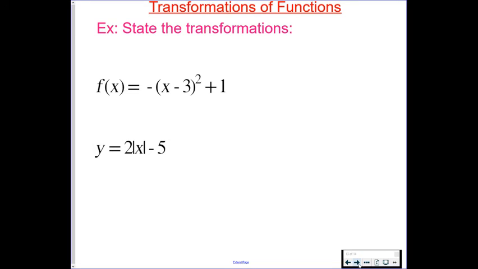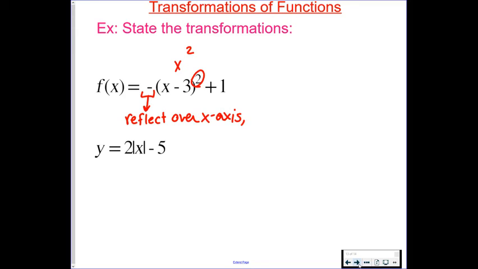Let's try some examples just to recap what we've done today. State the transformations. F of x equals negative (x minus 3) squared plus 1. What kind of parent function does this go with? Right, the quadratic, x squared, because of the squared right there. So I can go find what my transformations were. Remember the order. First is your reflection. There's a negative out in front, so this is reflected over the x-axis.